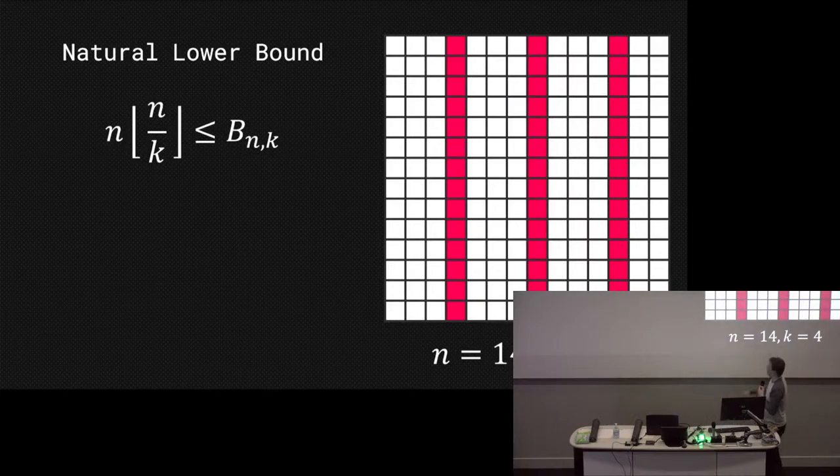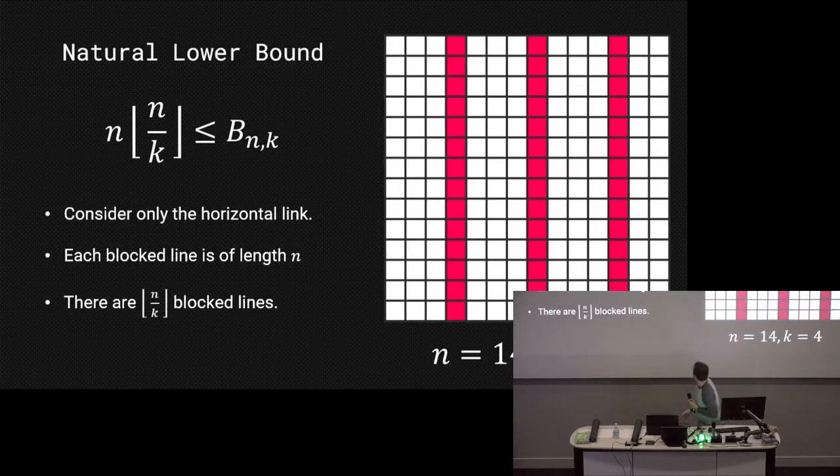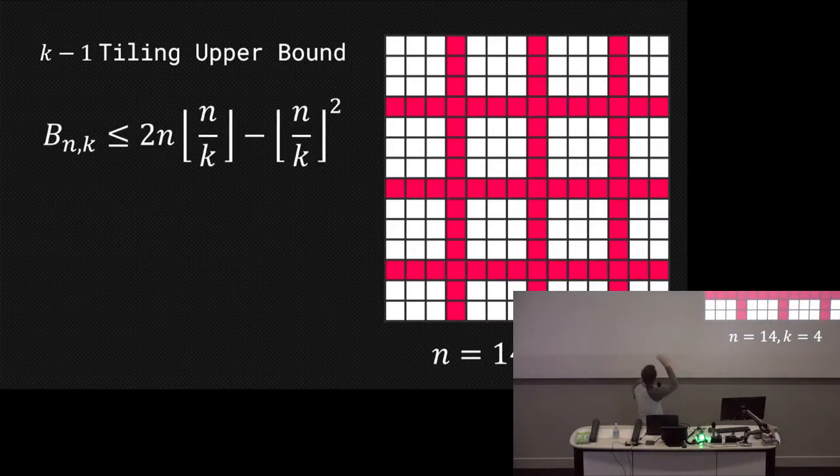We need to block at least, we have a bunch of lines. If we consider only the horizontal direction, then each block line is of length n, and there are n over k block lines. So for k equal to 4, so 1, 2, 3, we need to block that, 1, 2, 3, we need to block that, and so on. And an upper bound, it gives that value, but you can see like intuitively what it actually means.